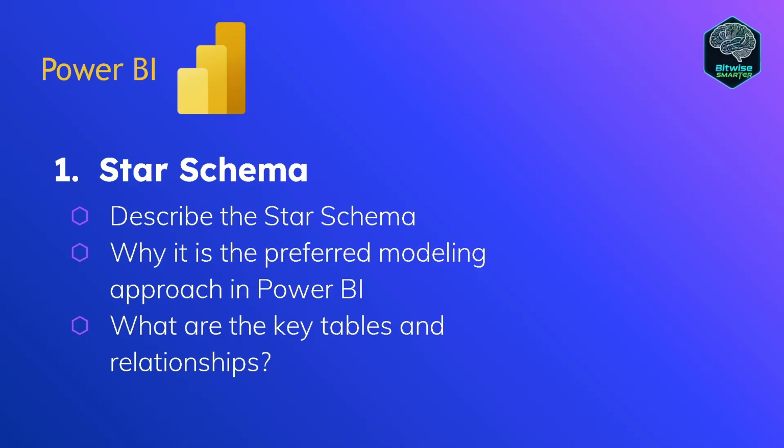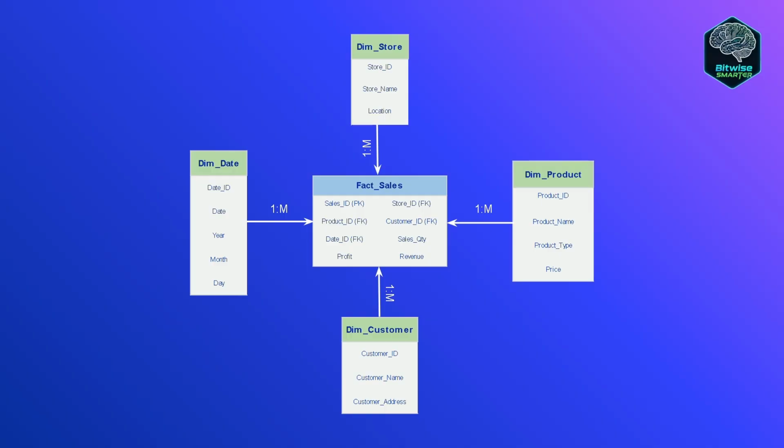The star schema is the gold standard for data modeling in Power BI and for good reason. It's designed for optimal performance, simplicity, and flexibility. At its core, you have a fact table in the center. The table contains your quantitative, measurable data, your facts like sales, quantity, revenue, or profit. It also holds foreign keys that link to your dimension tables like the product ID and the customer ID.